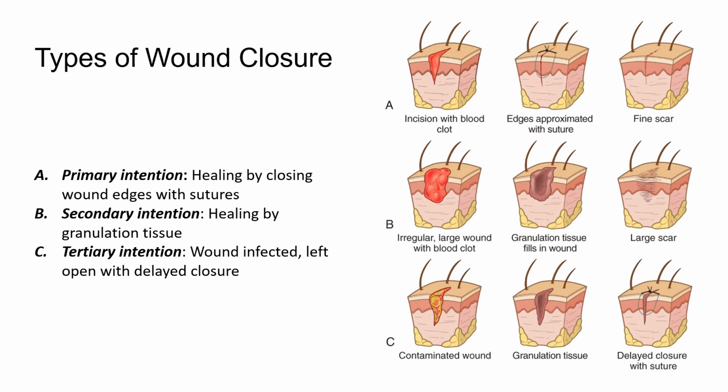Then we have secondary intention. This is where there's too much tissue loss to bring those wounds together. They will not approximate. So instead, the wound is left open to heal, and it heals from the inside out. This will leave a much wider scar than primary intention. Primary intention will usually have a nice fine scar, where secondary intention is going to have a thicker, wider scar. Then we have tertiary intention.